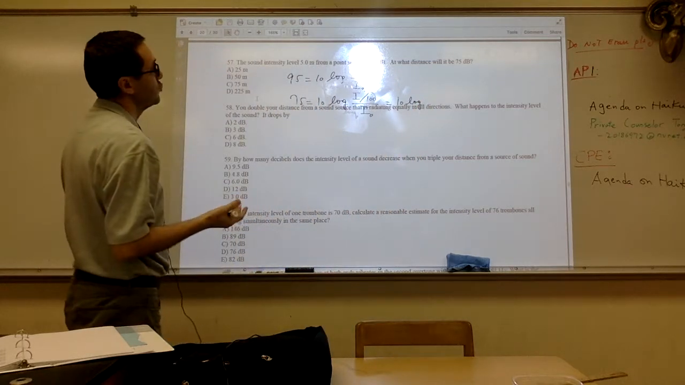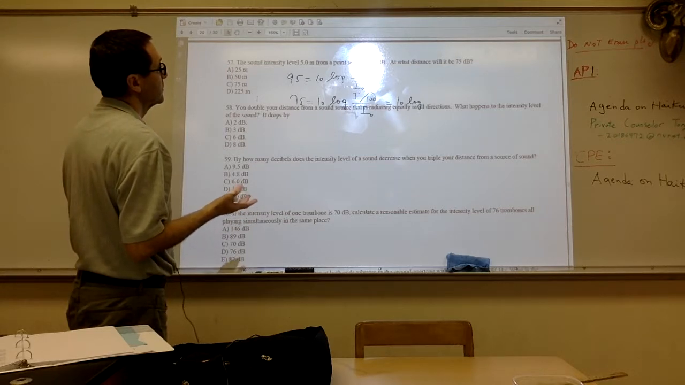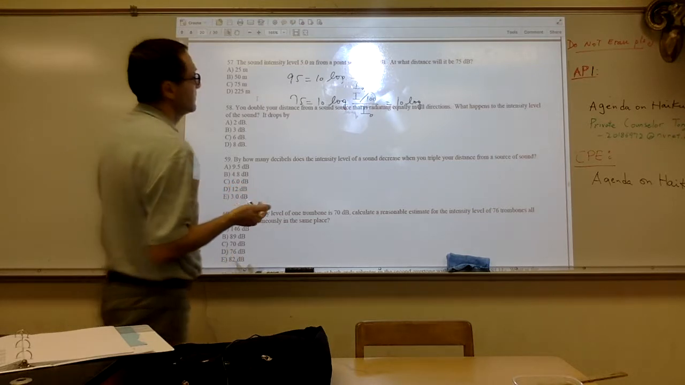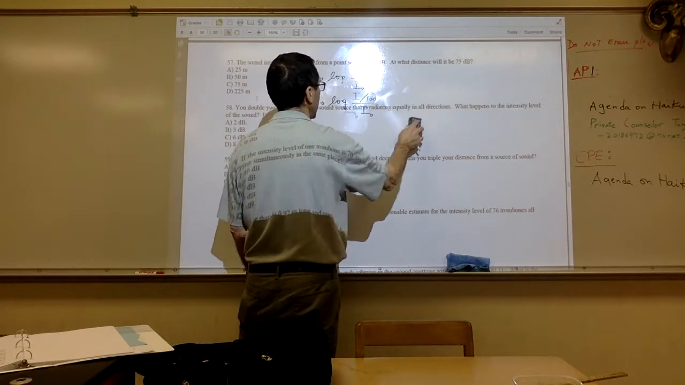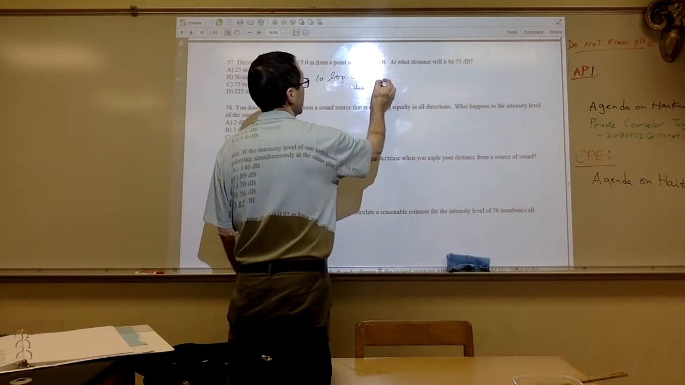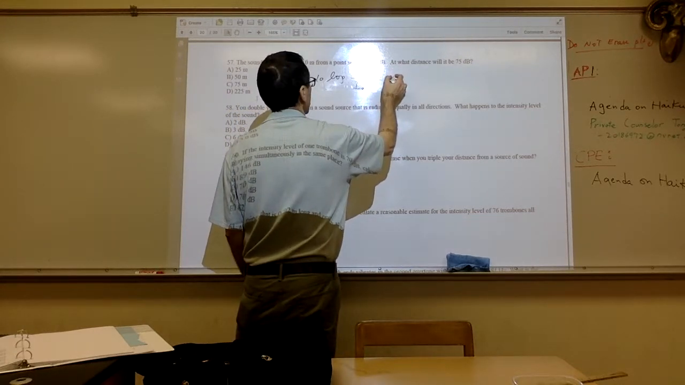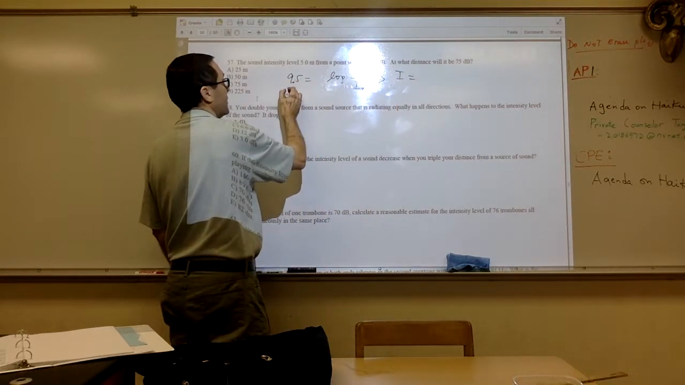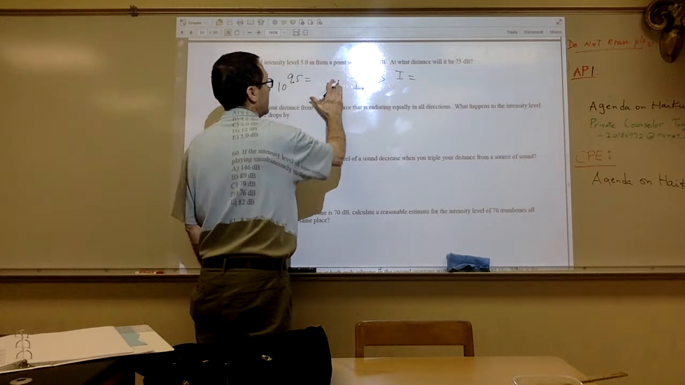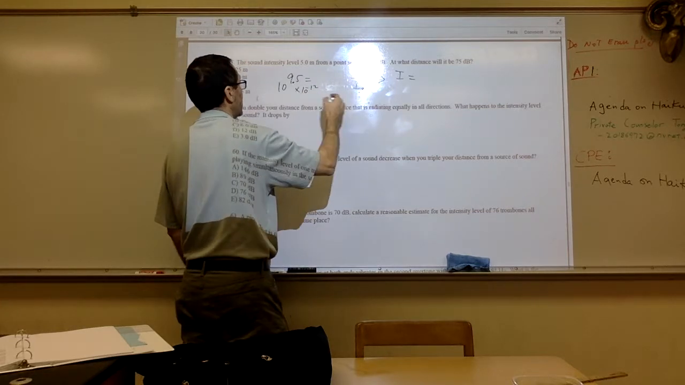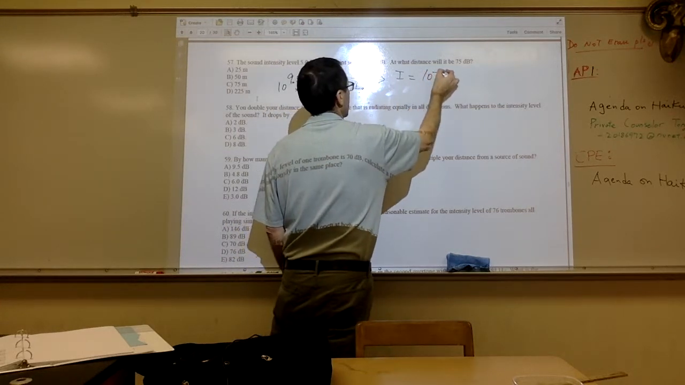Let me see. Trying to find a quick way. All right, maybe we should just find the I. Yeah, I think just find the I. Then we can find the distance. So the I is going to be, if I divide here, it should be 9.5. This is 10 to the 9.5. And I multiply that by 10 to the negative 12, because this is 10 to the negative 12. So I is going to be 10 to the negative 2.5.